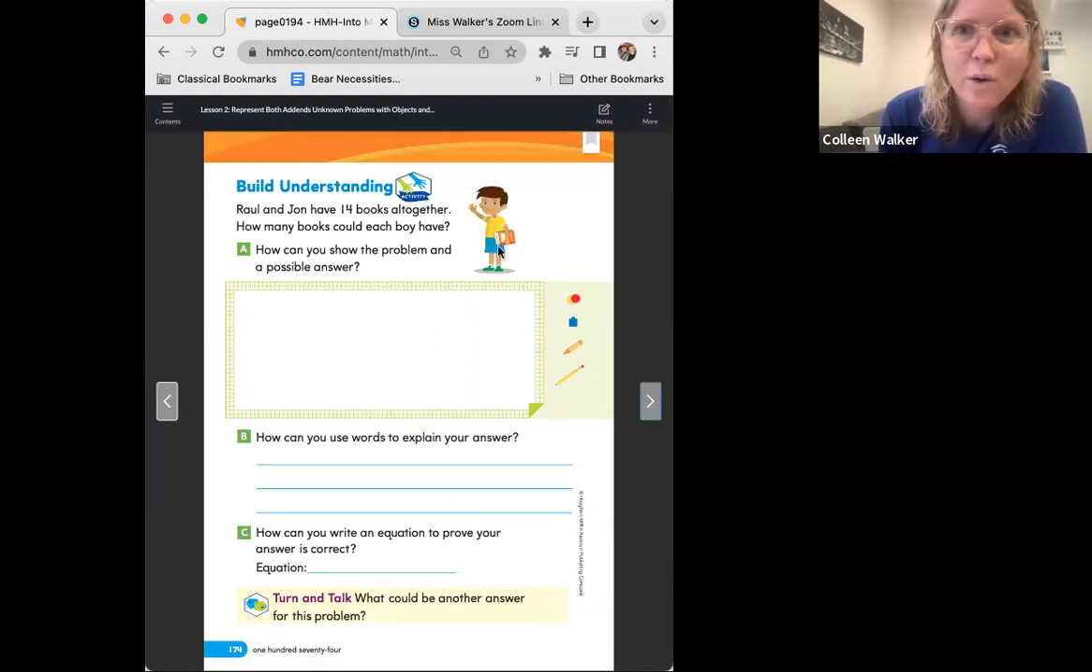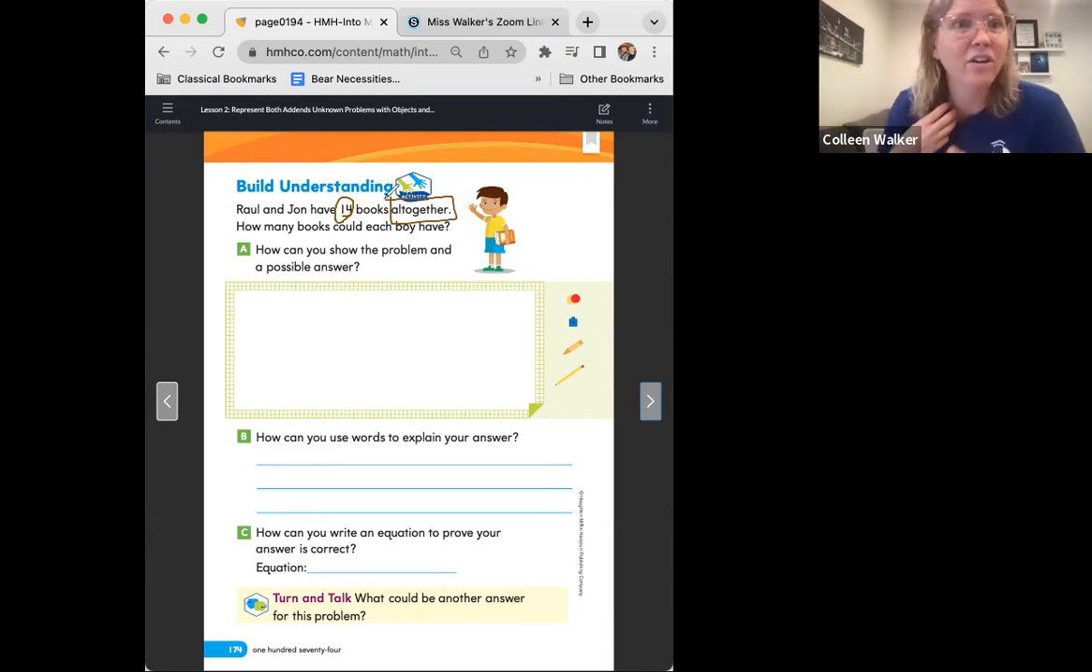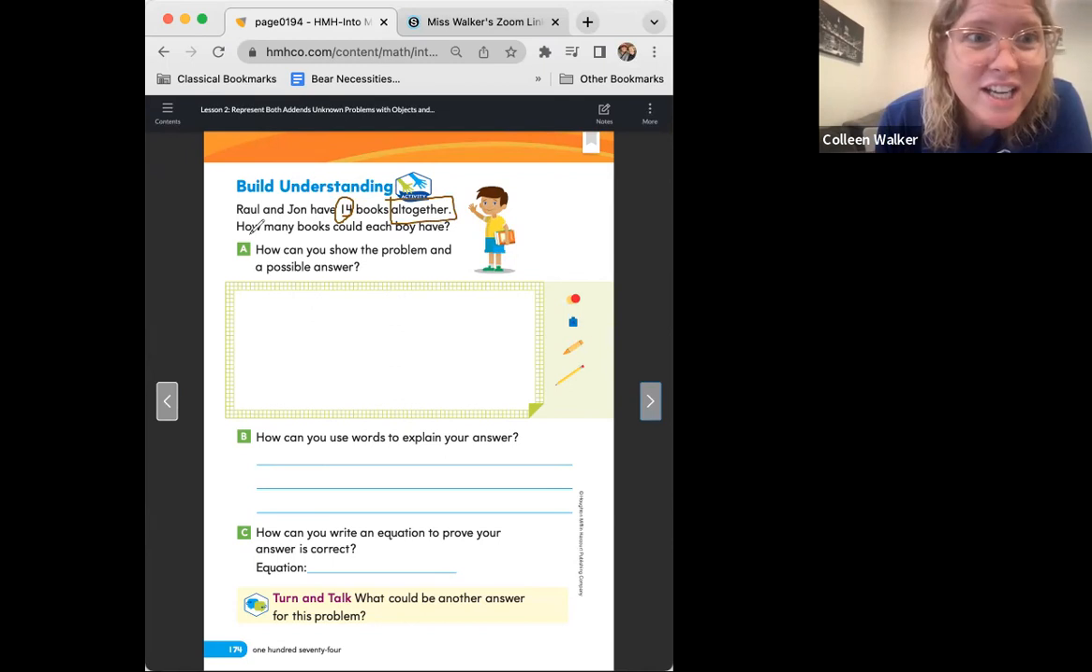All right. So on this page, let's read the question. It says, Raul and John have 14 books altogether. How many books could each boy have? So we know the total. What's the total? Yes, it's 14. Let's circle it. And are there any key words? Yes, altogether is a key word. It helps us know that's how many they have altogether. Let's underline the question: How many books could each boy have? Awesome. It says, how can you show the problem and a possible answer?